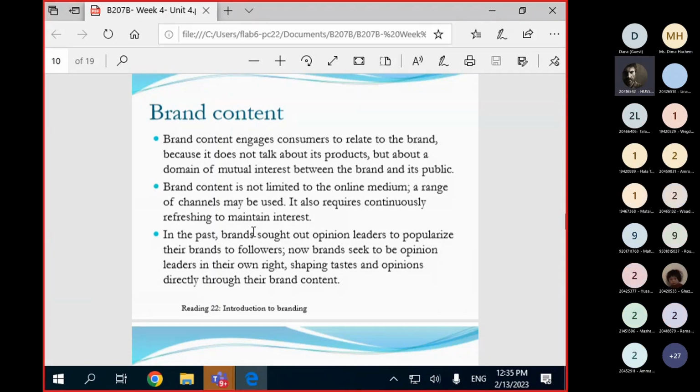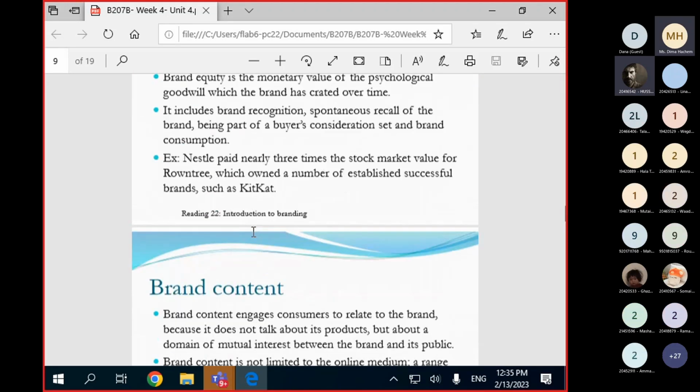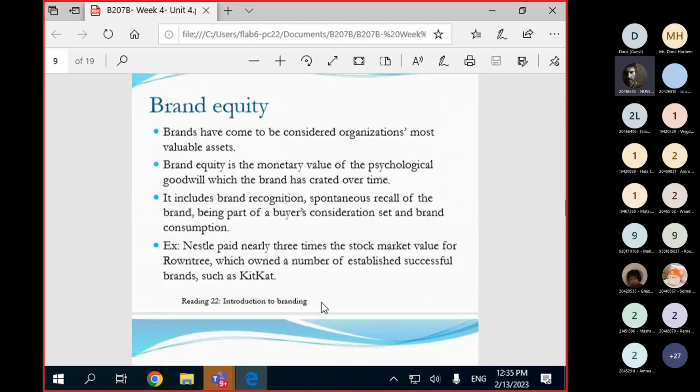Yes? What does sponsored recall mean? Which one? It's like after the brand recognition. It includes the brand recognition. Which point is it? The third one. Yeah. Okay. Spontaneous recall. Good question.